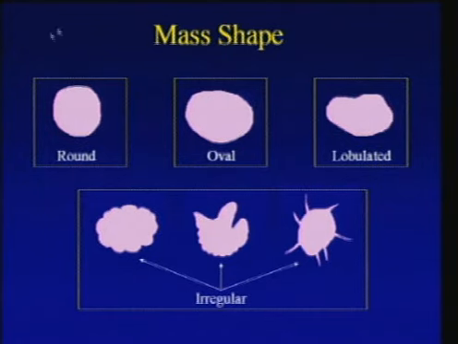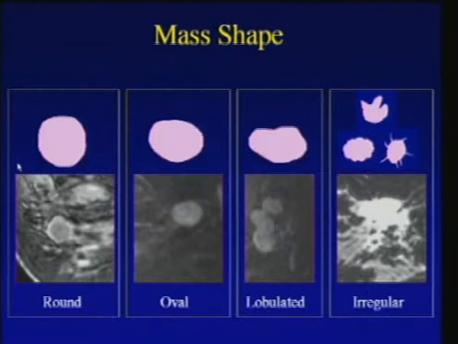That's in contrast to the ones on the bottom. These are all irregular masses, where this is just a little bit irregular, and this is somewhat more concerning. And the mass on your far right is certainly very concerning for malignancy. And this is what it looks like.